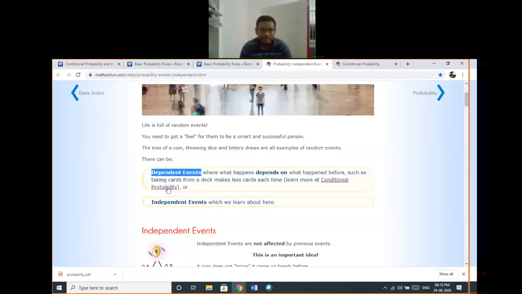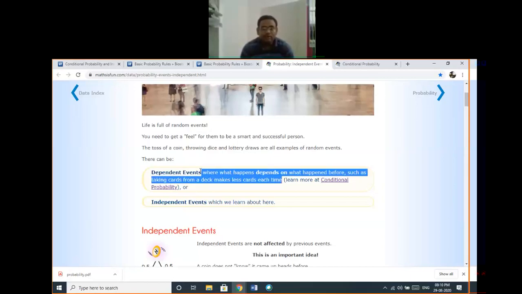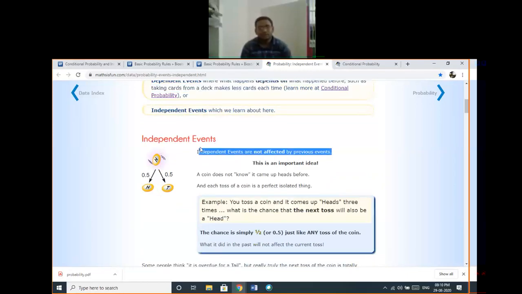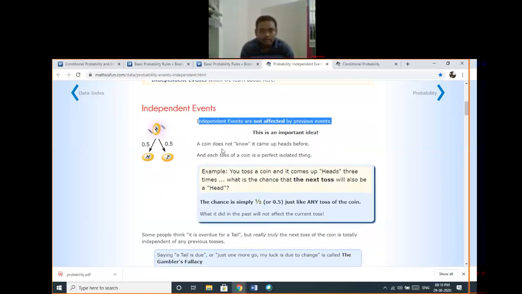Such as taking cards from a deck makes fewer cards each time. When you are taking a card from the deck, every time you take a card, the total sample space is reduced by one. See, independent events are not affected by previous events. This is an important idea. The coin doesn't remember that it came up heads before, and each toss of the coin is perfectly isolated.